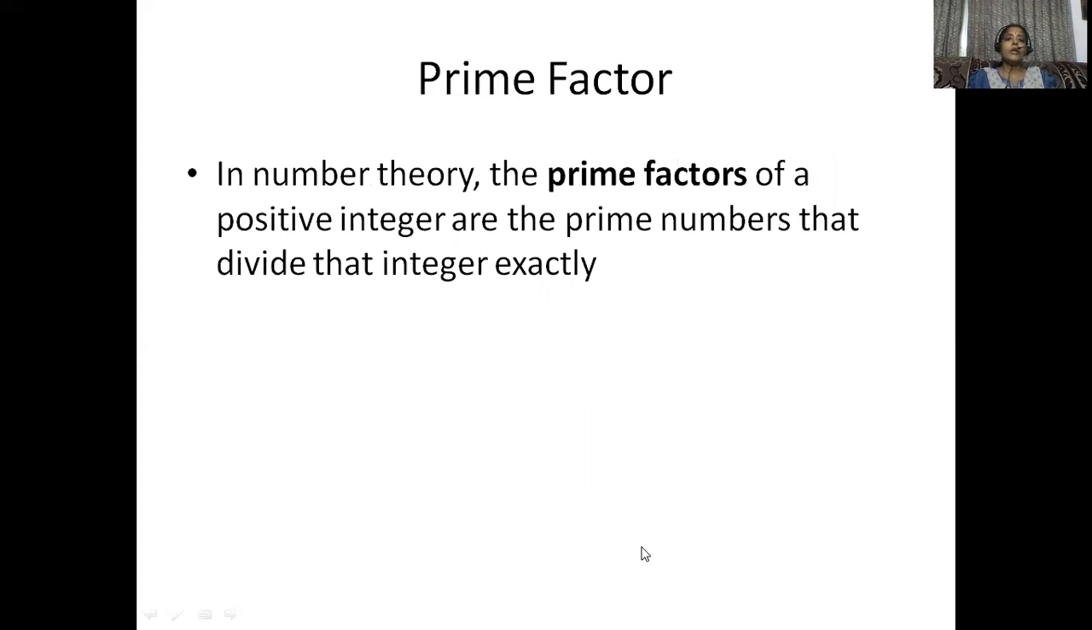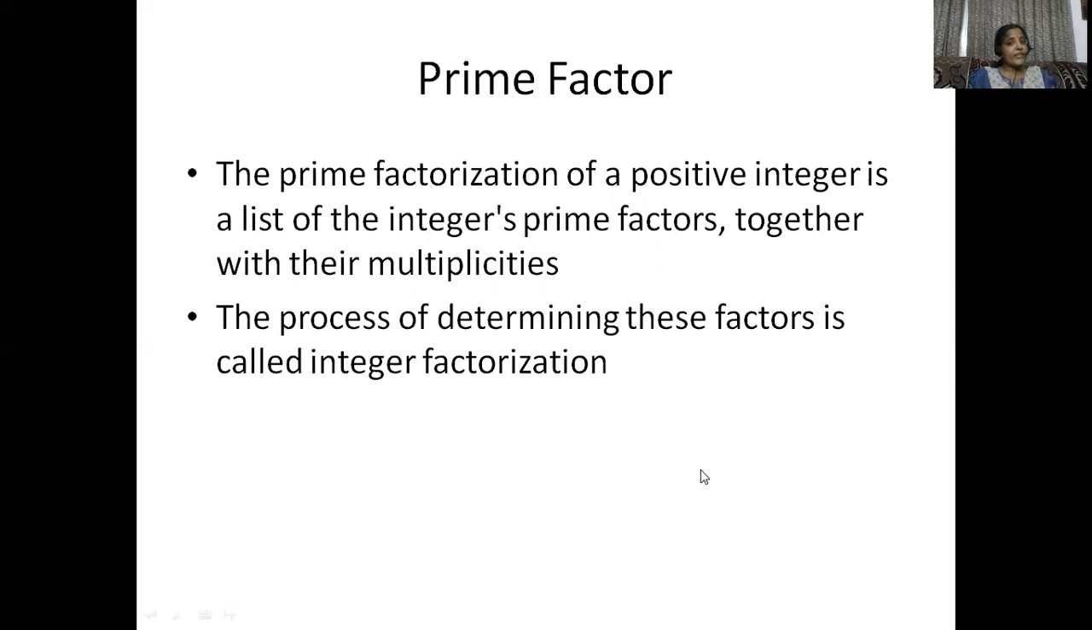Okay. Now, what is a prime factor? Having known about prime numbers and composite numbers, what is a prime factor? In number theory, the prime factors of a positive integer are the prime numbers that divide that integer exactly. Okay. So we will see the prime factorization. What is prime factorization of a positive integer? It is the list of all integer prime factors together with their multiplicities. So the process of determining these factors is called integer factorization.